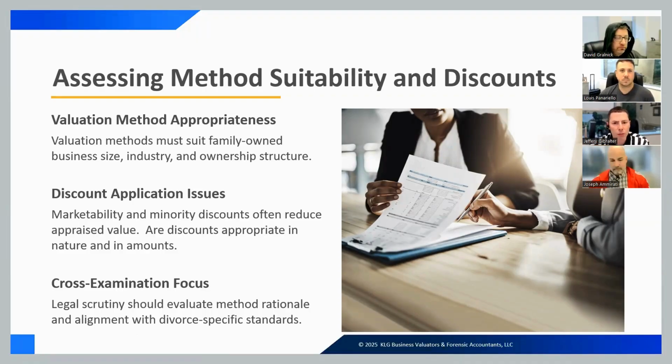You've probably heard this before, but just a quick overview. There are three common approaches to valuing a business. There's the asset approach, which is based on the net asset value, so the business's assets minus its liabilities.